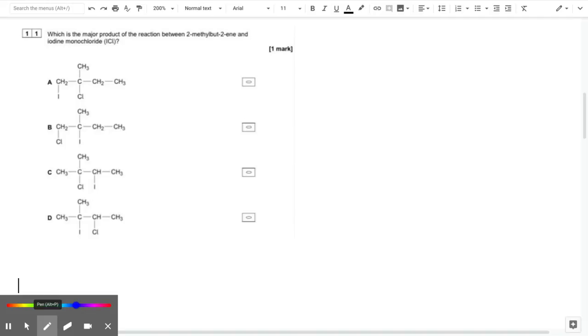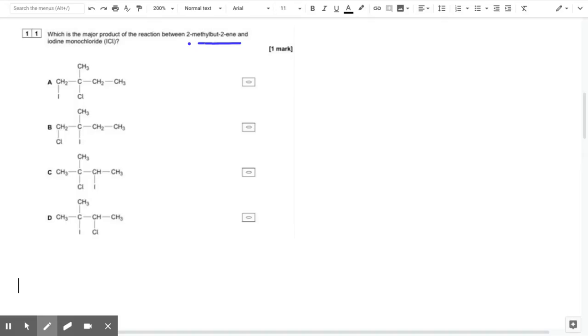Okay, organic mechanism question for question 11 this time. We've got a major product being requested between the reaction of 2-methyl-butene and then a non-symmetrical diatomic halogen. So we've got to start with the correct starting material first of all.